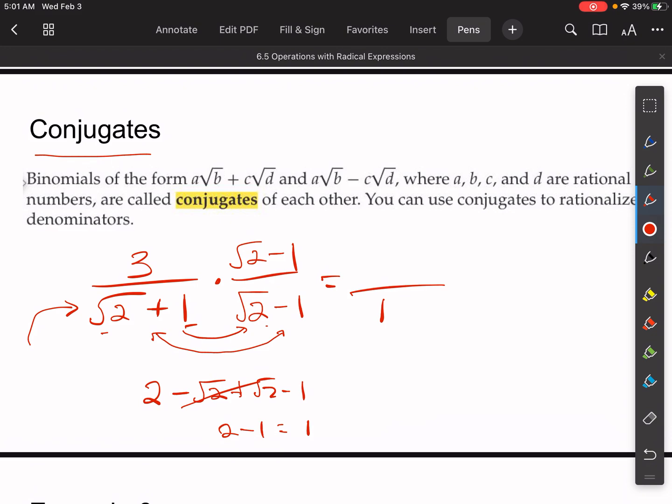Okay, now my radical is gone. It can still be in the numerator, so don't worry about that. The numerator's fine, so if I take 3 times the square root of 2, I get 3 square root of 2, and then 3 times negative 1 is negative 3. Since I'm dividing by 1 there, I only worry about what's in the numerator, and I'm done. So that's a conjugate: you multiply by the exact same thing, but you change the sign of just the middle term, so that everything cancels.